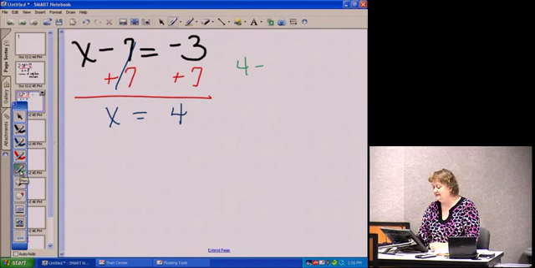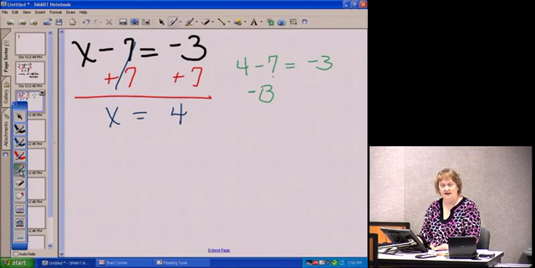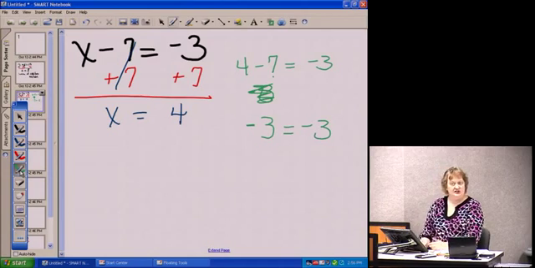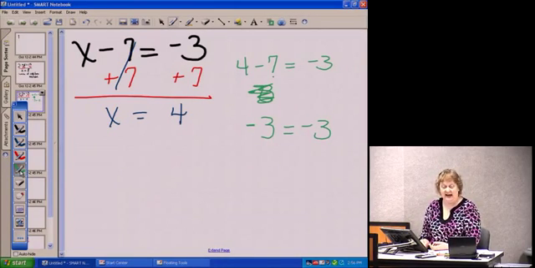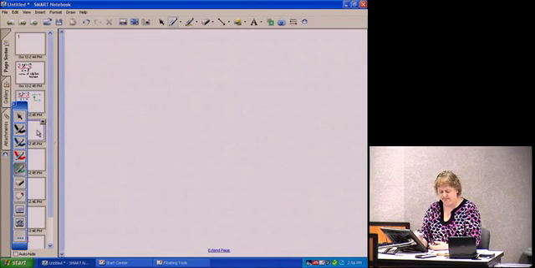4 minus 7 equals negative 3. Well, 4 minus 7, the signs are different, so that gives us to subtract and keep the sign of the larger, which is negative. So a negative 3, well, that looks like a B. 3, and keep the sign of a negative, and that gives us then equal to a negative 3, which is the correct answer. So it does check out as well. Okay, let's go on to the next one.